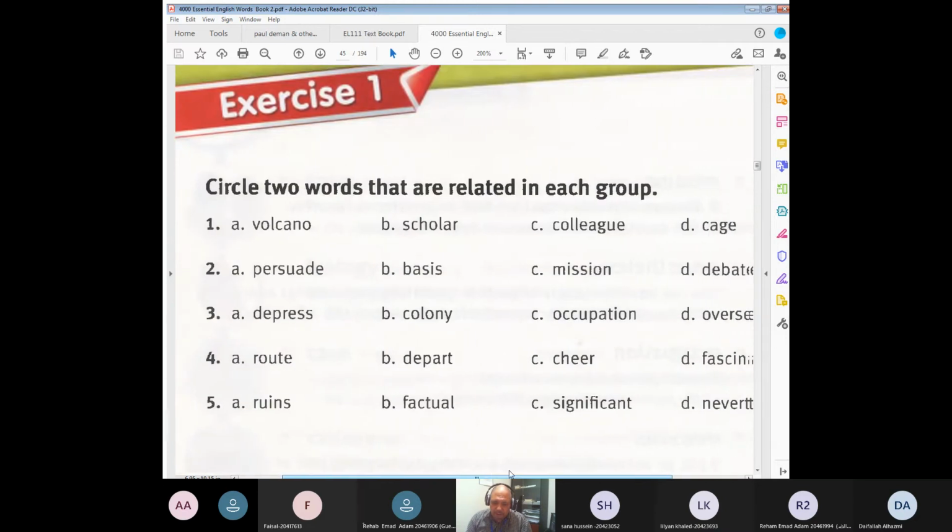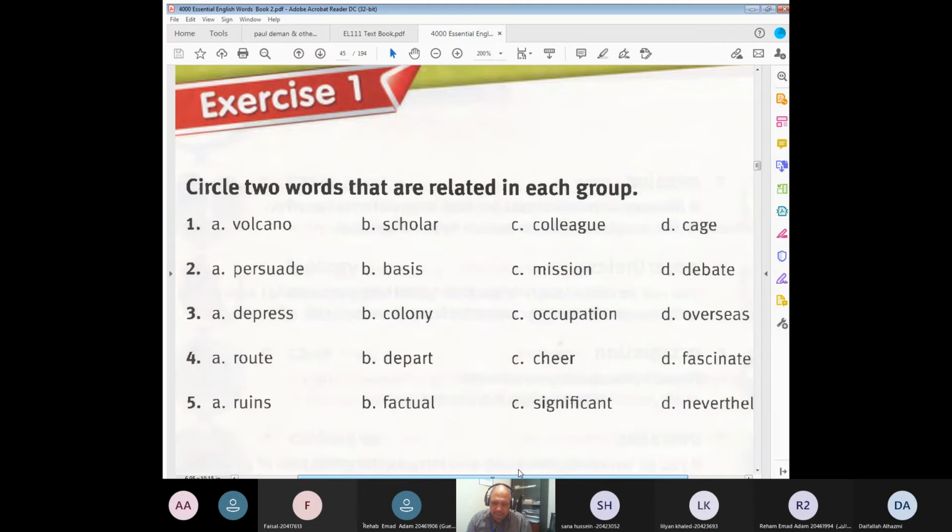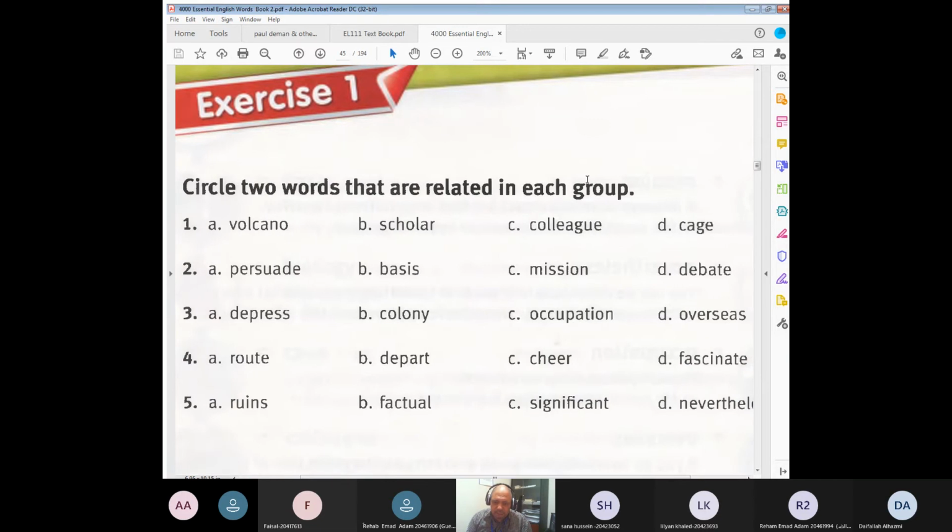Okay, so now let's do this interesting exercise. One of the words, or actually two of the words, do not belong. Circle two words that are related in each group. Two words are related and two others are not. So what are the words that are related? Let's start with number one.